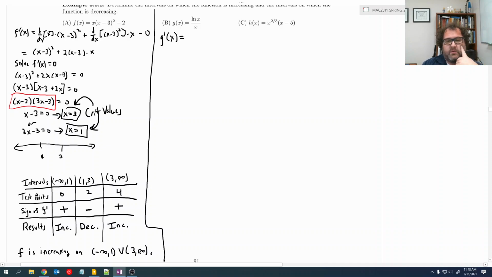A few options here. I guess we could rewrite it and use the product rule. I'm just going to go ahead and use the quotient rule. It's really not a big deal here. Let's see what we can come up with.